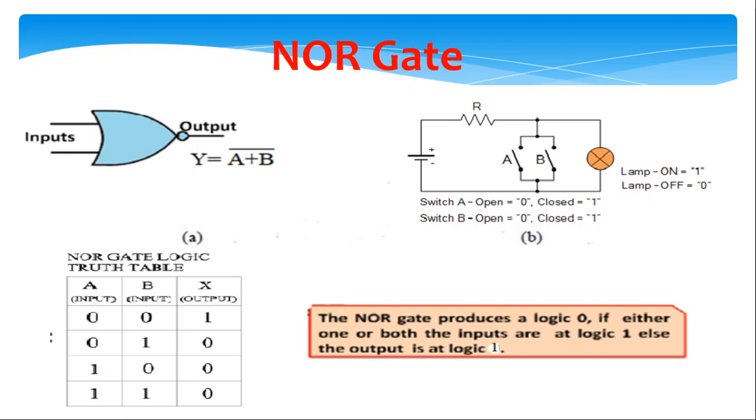Now let us discuss the NOR gate. NOR gate is a combination of OR and NOT gates. It provides OR function with inverted output. In the NOR gate circuit constructed using switch analogy, the individual switch is in parallel with the battery and lamp.